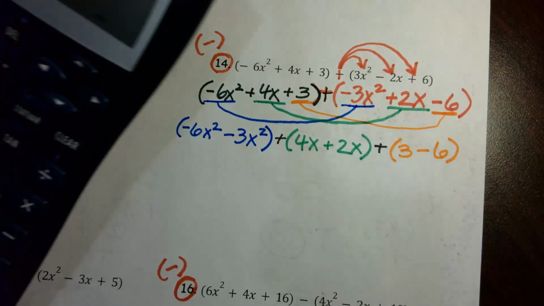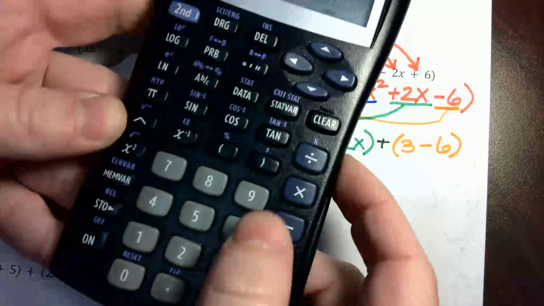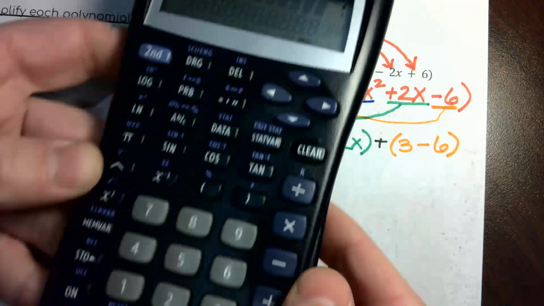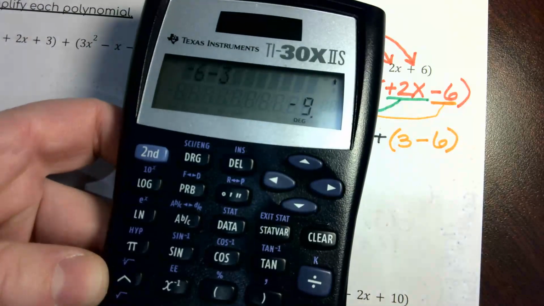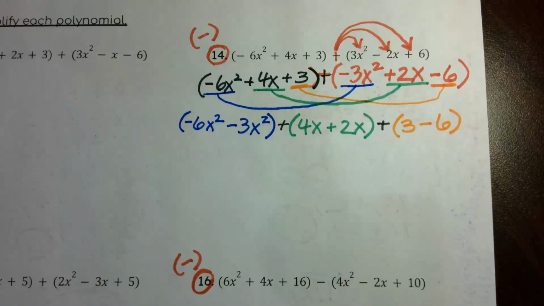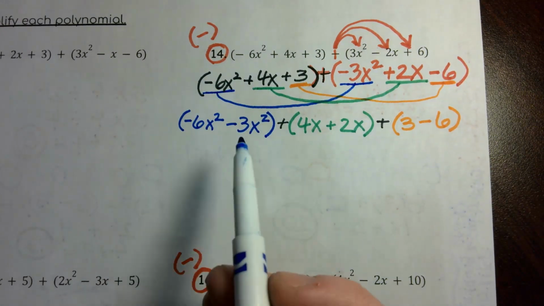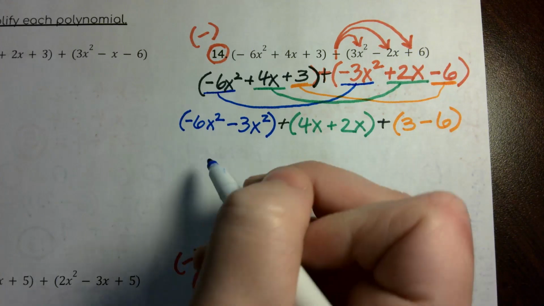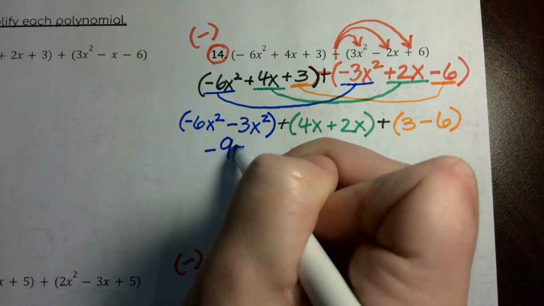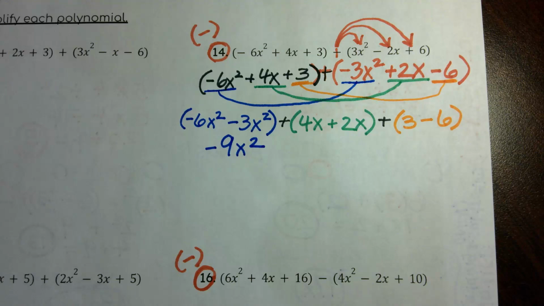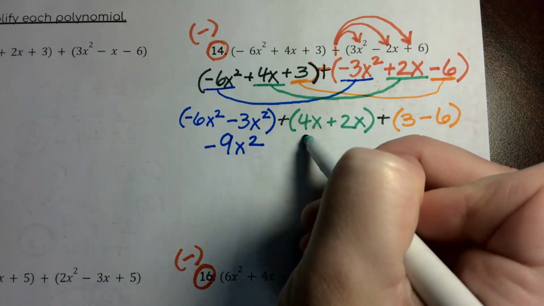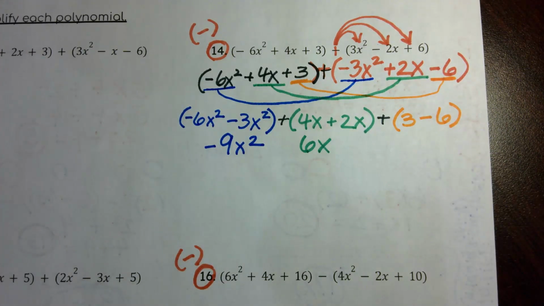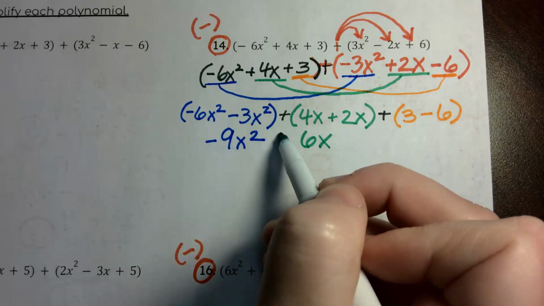Don't forget your signs. We have negative 6 minus 3. Negative 9x squared, guys. Be very careful when you're typing your problems in. Pay attention to every sign. We have negative 9x squared. Okay. Now we have 4x plus 2x. What's that going to give us? 6x. Good. That's positive, so that plus sign can stay the same here.